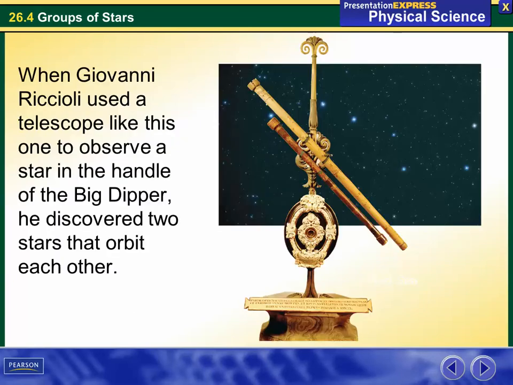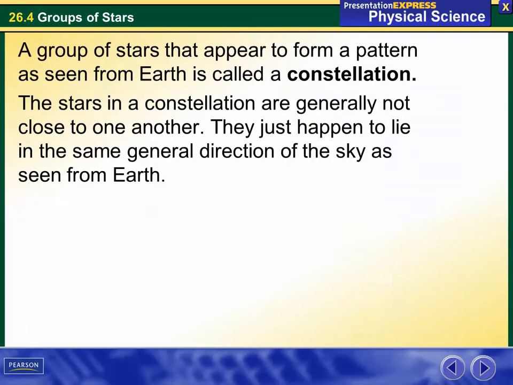So the first thing that gives an introduction there is a guy by the name of Giovanni Riccoli. He used a telescope like this one to observe a star in the handle of the Big Dipper. He discovered two stars that actually orbit each other. This is something we haven't really discussed. We usually just think of our star being the sun. We have planets that orbit it, but there are in fact stars that orbit one another.